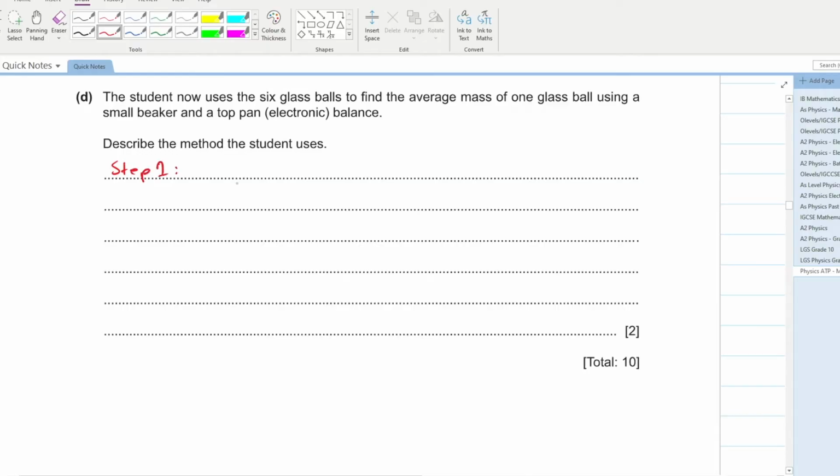What will be your step 1? Step 1 will be to measure the mass of the empty beaker on the electronic balance.